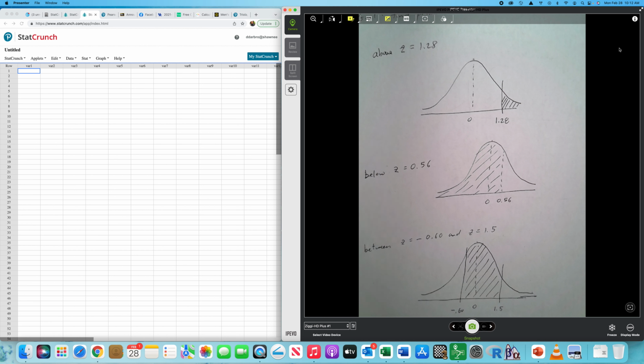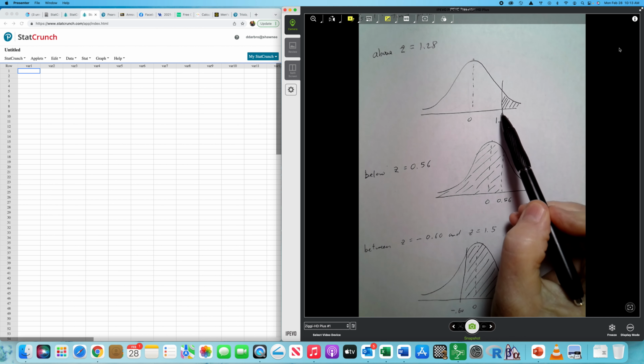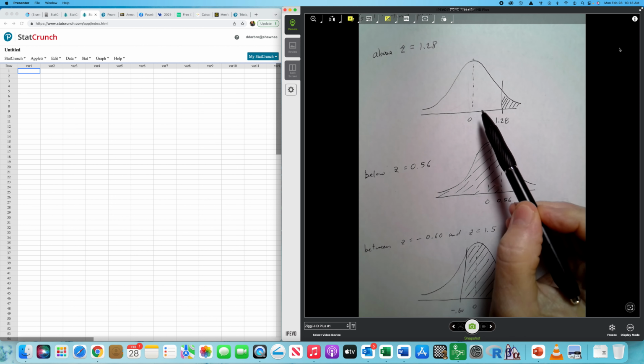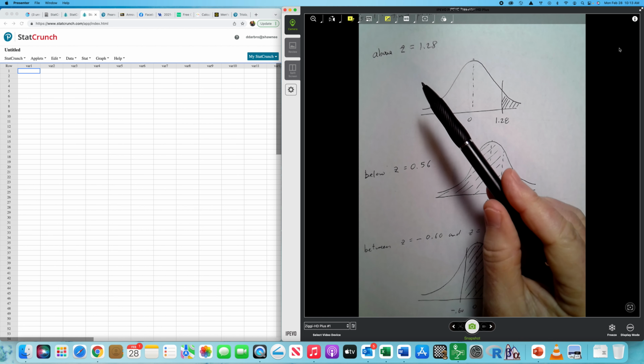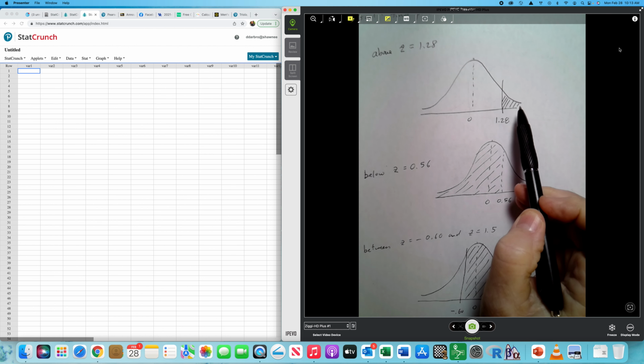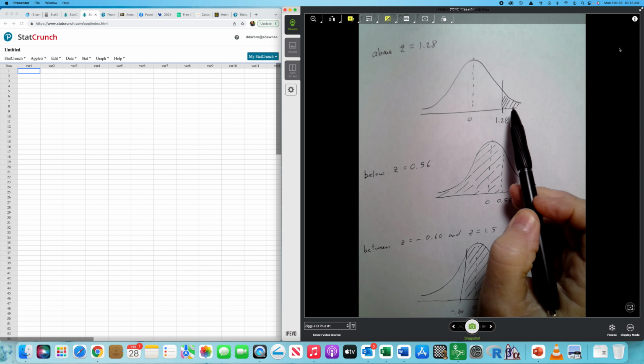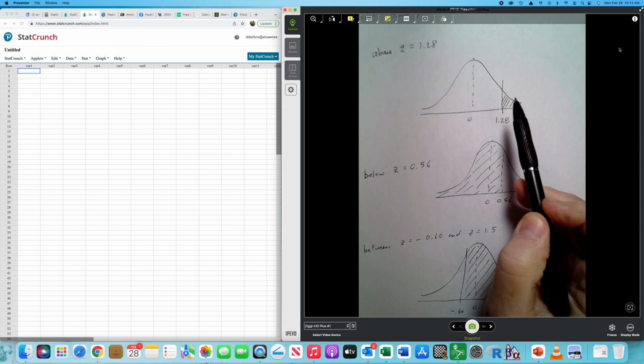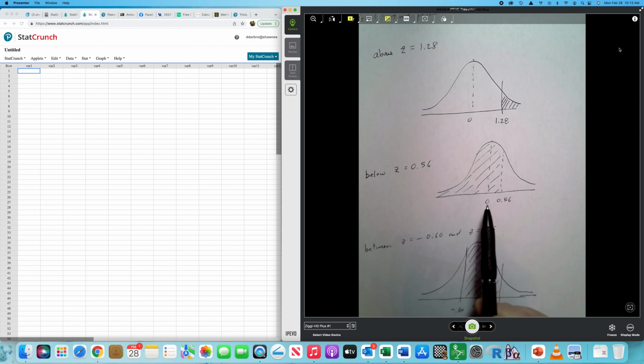So probability is equivalent to shaded area. So the first problem I want to look at is we have a z-score of 1.28. What's the probability of selecting something above it? Well, that's just going to be equivalent to the shaded area. How much area is shaded there? Below 0.56, that's going to be the area to the left, below, less than. If I can find that cumulative area, that is equivalent to the probability.